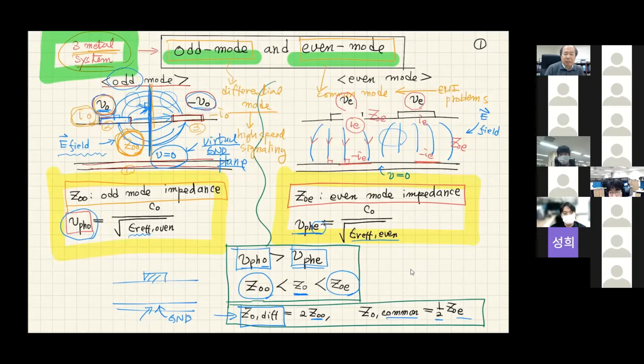It is a little bit of an introduction to differential line theory. I was talking about impedance, phase velocity, field distribution. Would you tell us a little bit about this slide?